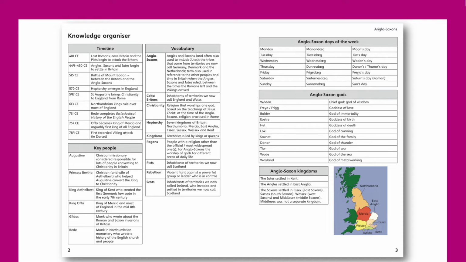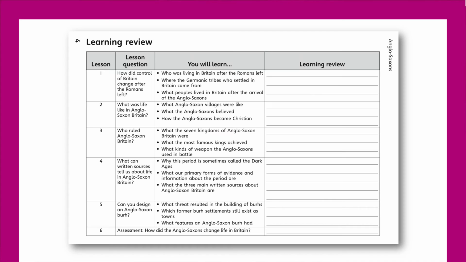It also includes information on the Saxon gods and how the days of the week relate to these gods. Finally, the heptarchic kingdoms of England are shown. Each of the 6 lessons is framed around an inquiry question. It may be helpful to share this question at the beginning of the lessons to frame the learning, as well as ending the lesson by having pupils jot their key reflections in the learning review column here. Now, let's take a closer look at each of these lessons in turn.